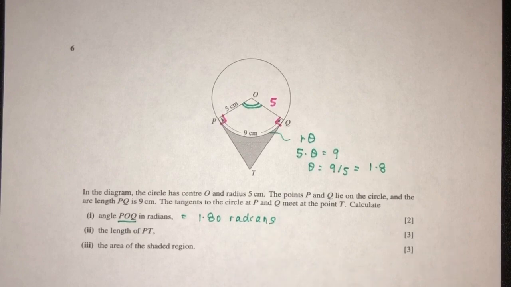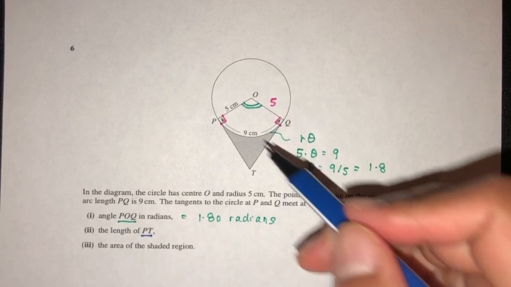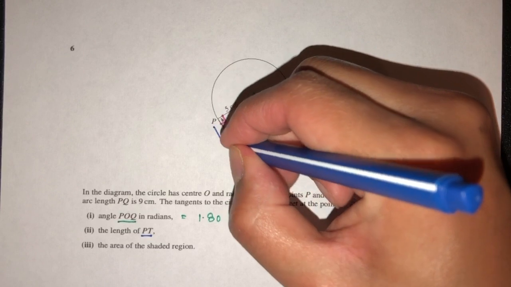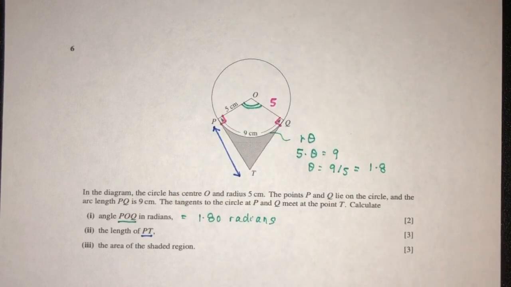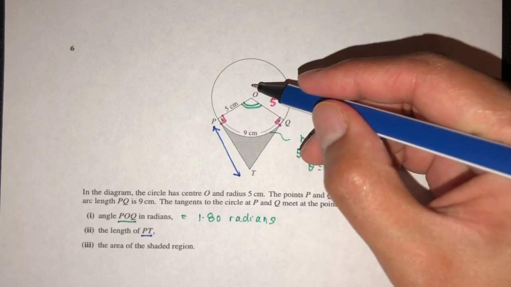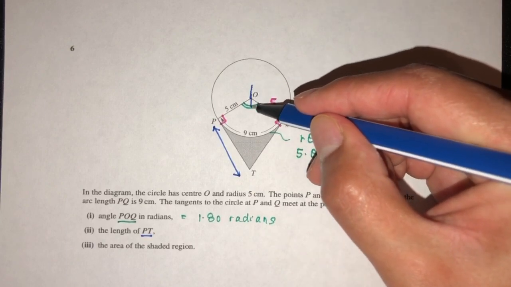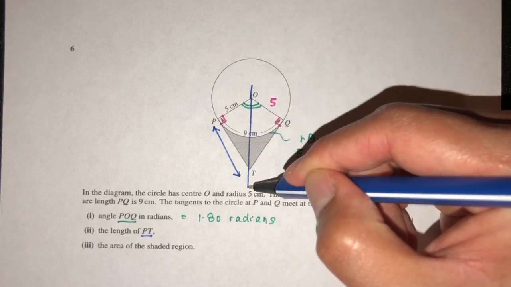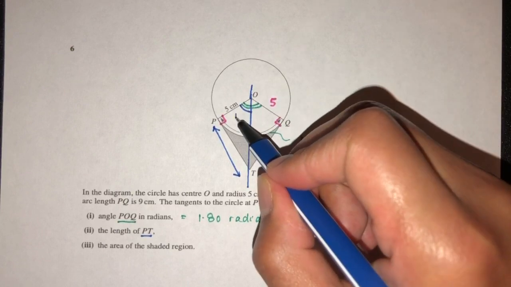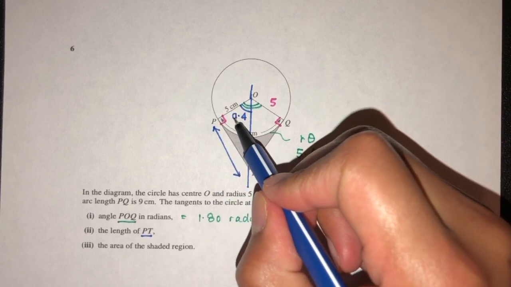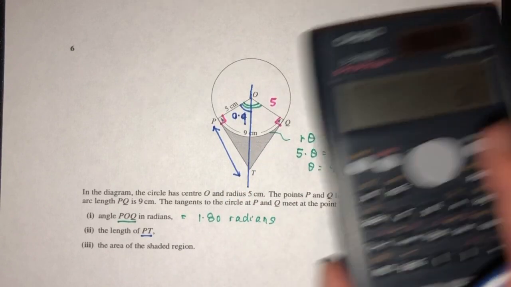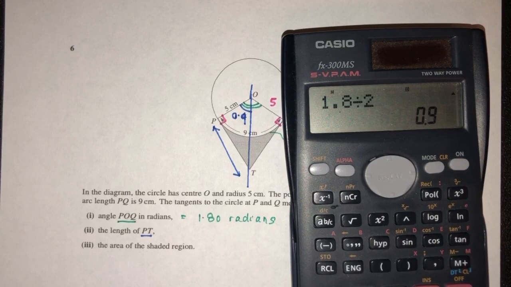Okay, now for part 2, we have to find the length PT. PT will be this length. How can you find this length? So let's observe. We can first break this down into 2 pieces. Half, half, right? This will be 0.9, because the whole thing is 1.8, so 1.8 divided by 2 is 0.9.